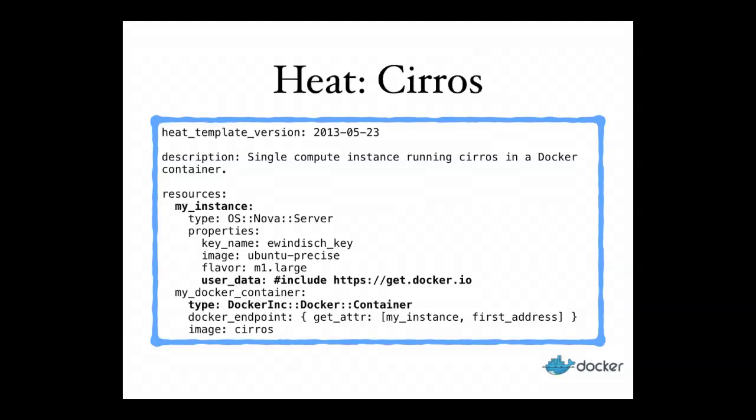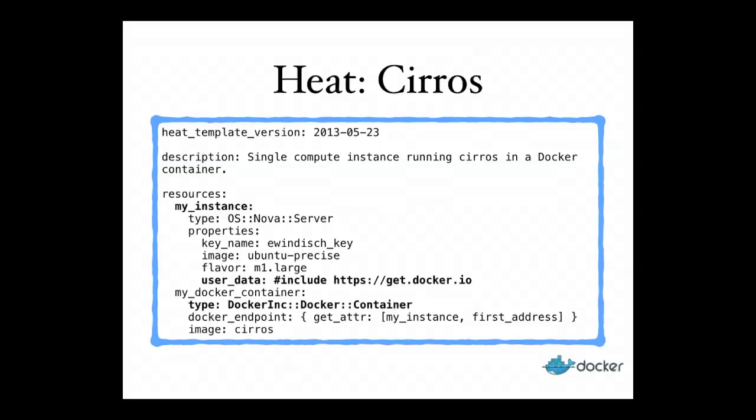Then we have another resource, which we're going to call MyDockerContainer. So the resource names are arbitrary. And that's a Docker Inc. Docker container. That's the Docker resource. And we're going to say, this resource is going to talk to the Docker API on this IP address, the IP address being that of MyInstance. And we're going to start a container there called Cirros. So this is pretty much the most basic version of a heat stack using the Docker resource.